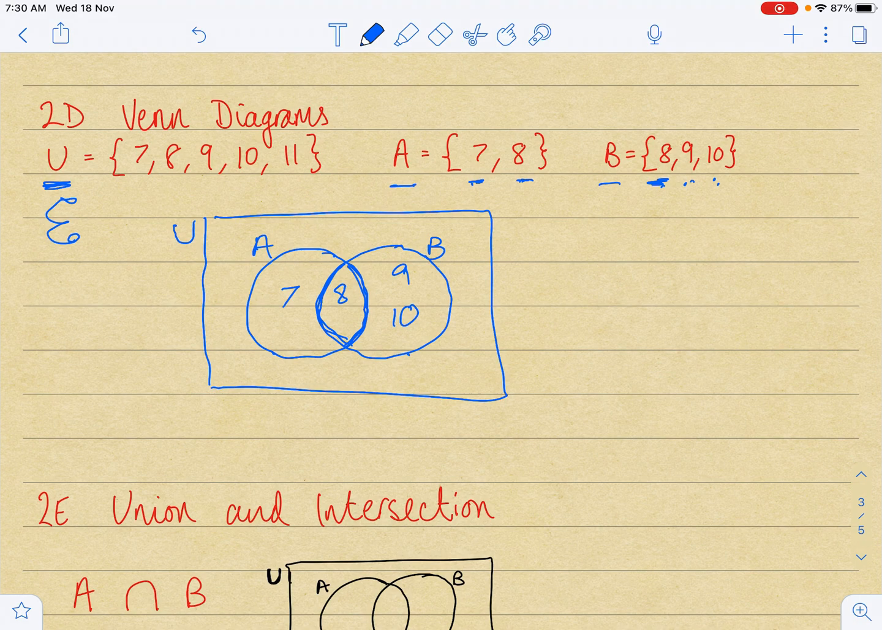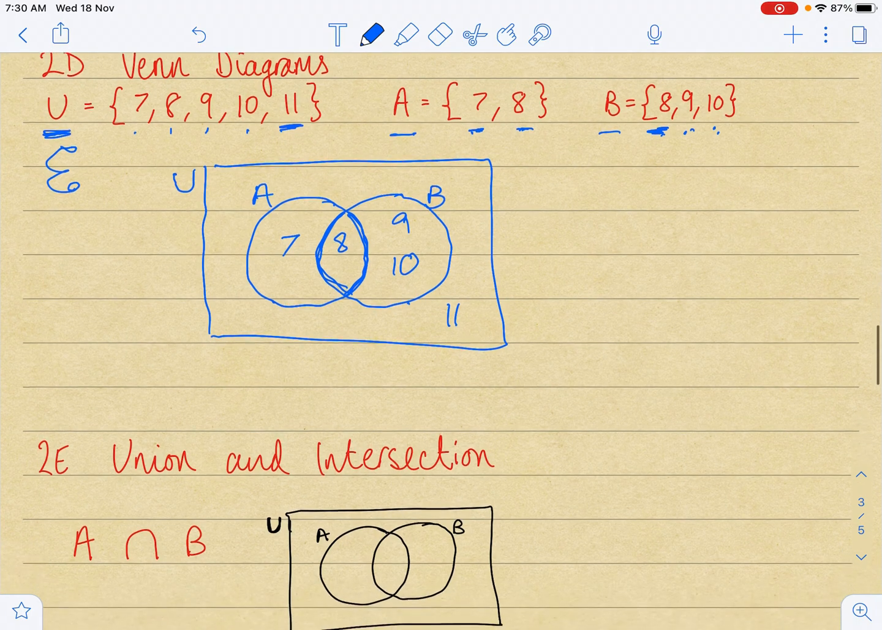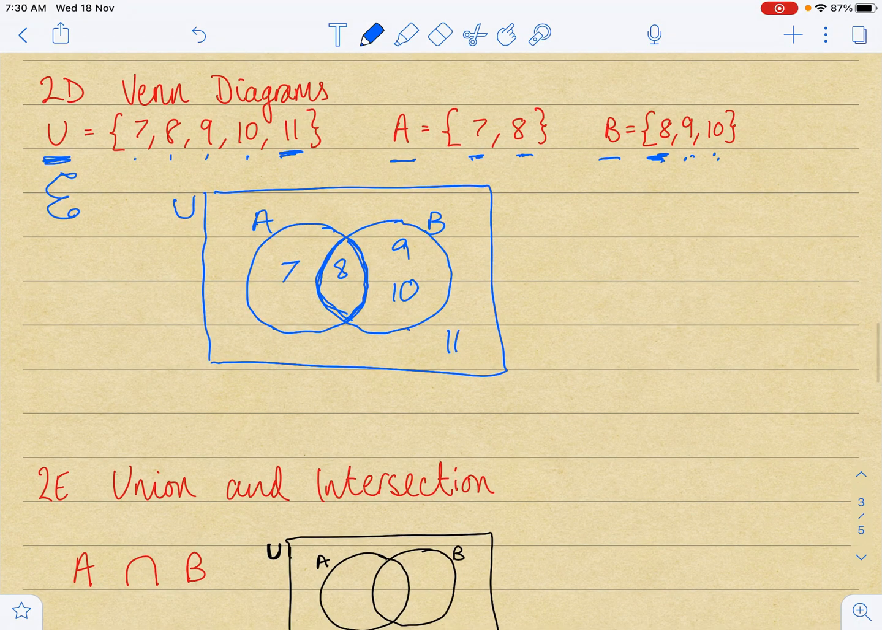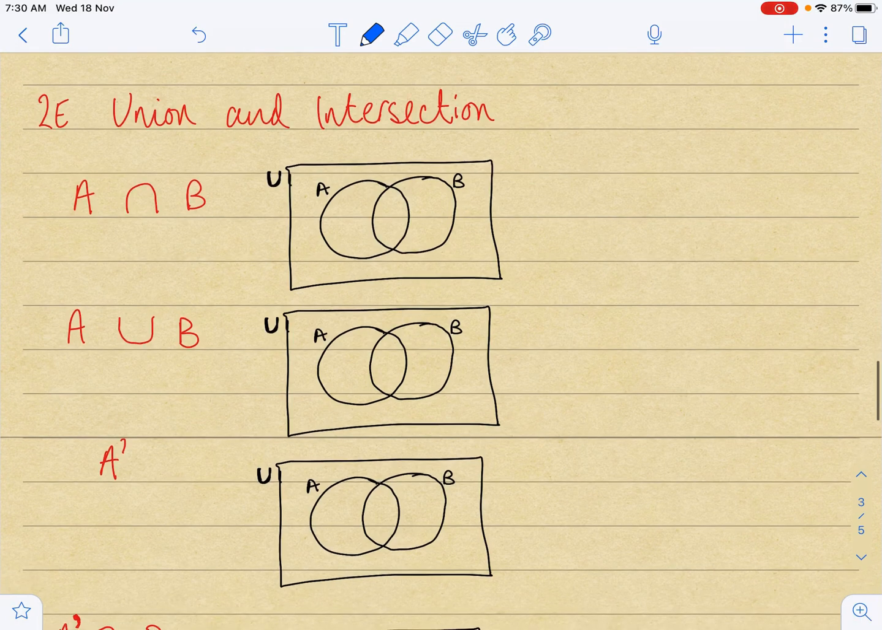And we haven't quite finished because after 7, 8, 9, 10, there's an 11. If it's not in A, not in B, we can put it anywhere on the outside. So I'll put it there. So it's a way of displaying your data. Now, when we are using those, we have unions and intersections to help us better talk about the sets.